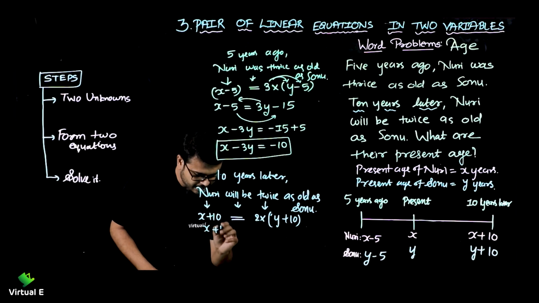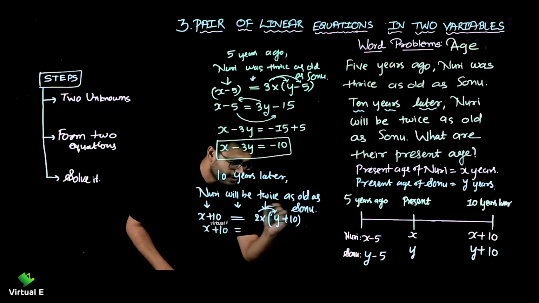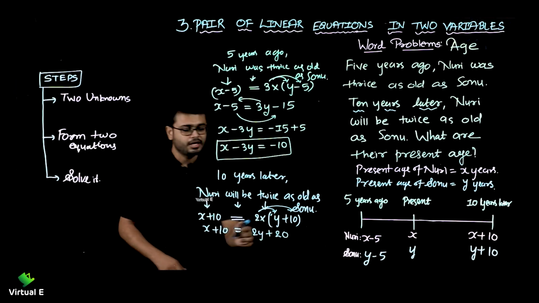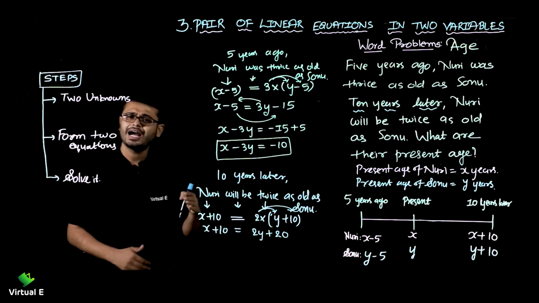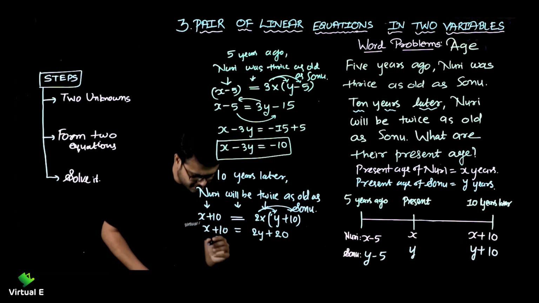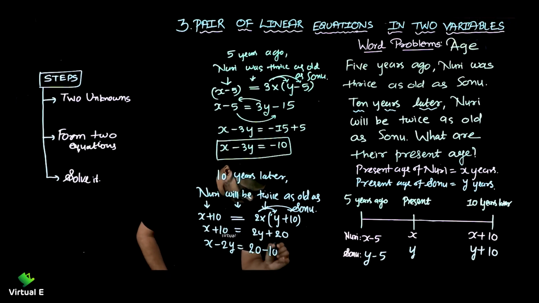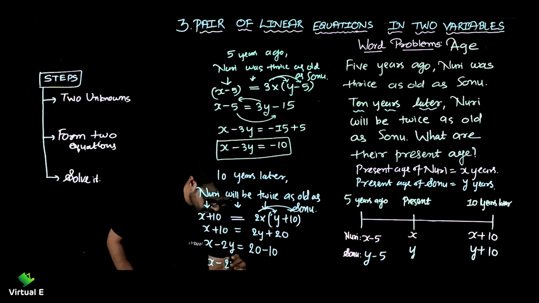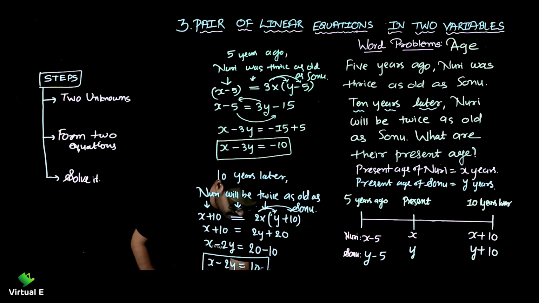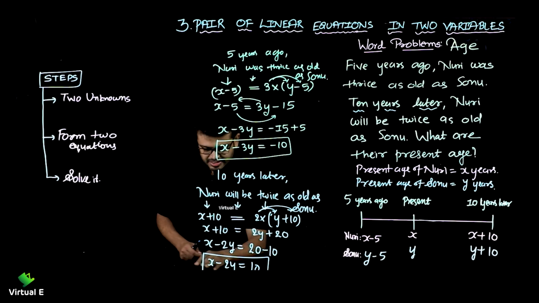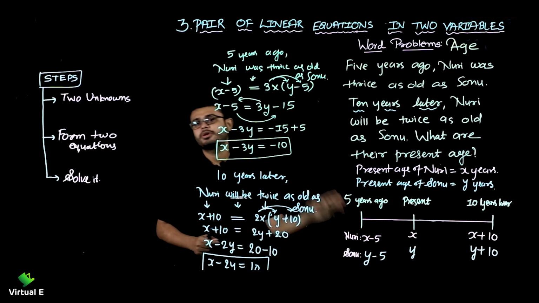Now let's simplify it. So x plus 10 as it is, 2 will be multiplied to each term one by one, which is 2y plus 20. Now let's shift all the variables to the LHS and numbers to the right hand side. So x minus 2y, this 20 as it is, plus 10 will become minus 10. So x minus 2y is equal to 10. This is my second equation. First equation is x minus 3y is equal to minus 10. Second is x minus 2y is equal to 10.